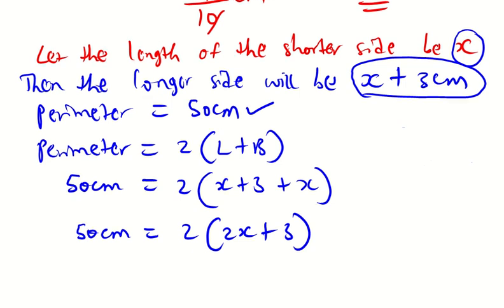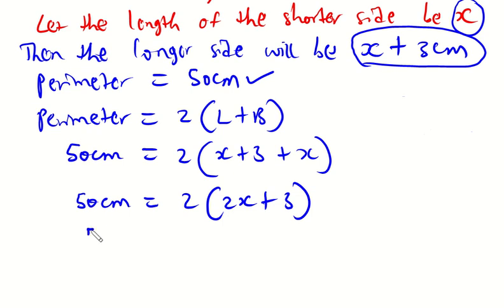Now let's quickly do this because our time is already running out. This 50 centimeters is equal to, can we open up this bracket? Let's do that. 2 times 2x is 4x, and 2 times 3 is what? 6. Is that okay? Move 6 to the left hand side. That will be 50. Let me just remove this centimeter. This is distracting. At the end, I'm going to put it there.